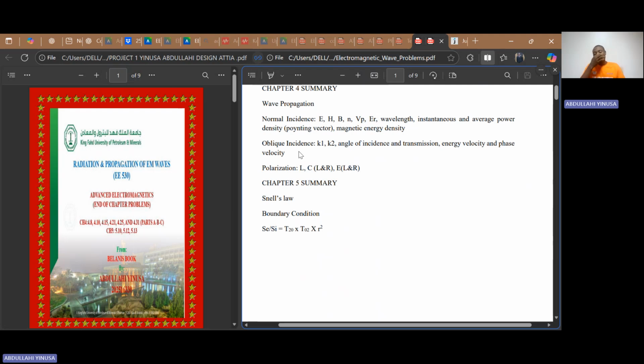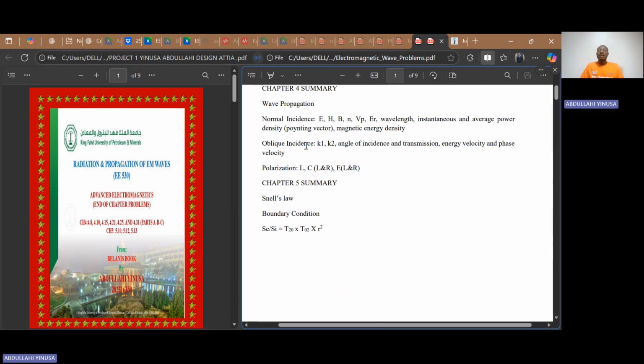Now we are going to be considering oblique incidence as well. Oblique incidence is when the incident wave is moving at an angle, the angle of incidence. In that case, since the wave is not moving along only one principal axis, we are going to be considering the propagation constant in the first medium, K1, and the propagation constant in the second medium, K2. At the same time, we are going to be considering the angle of incidence.